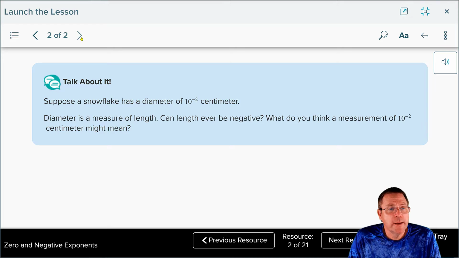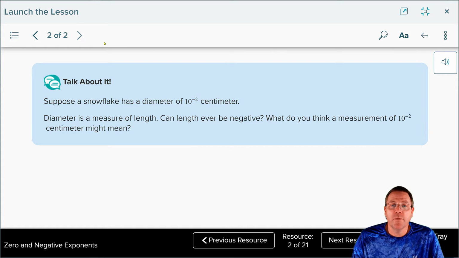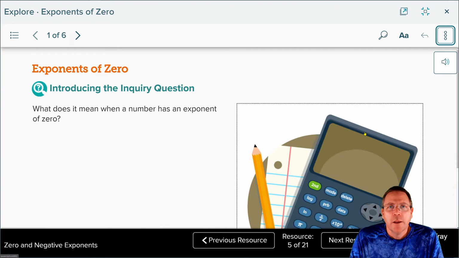Suppose a snowflake has a diameter of 10 to the negative 2 centimeters. The diameter is a measurement of length, which can length ever be a negative number? No, it can't. So we're not actually going to give us a negative value by having a negative 2. What that negative 2 is going to do is it means we're dealing with a really small number, and we're going to learn more about that as we go through this lesson.